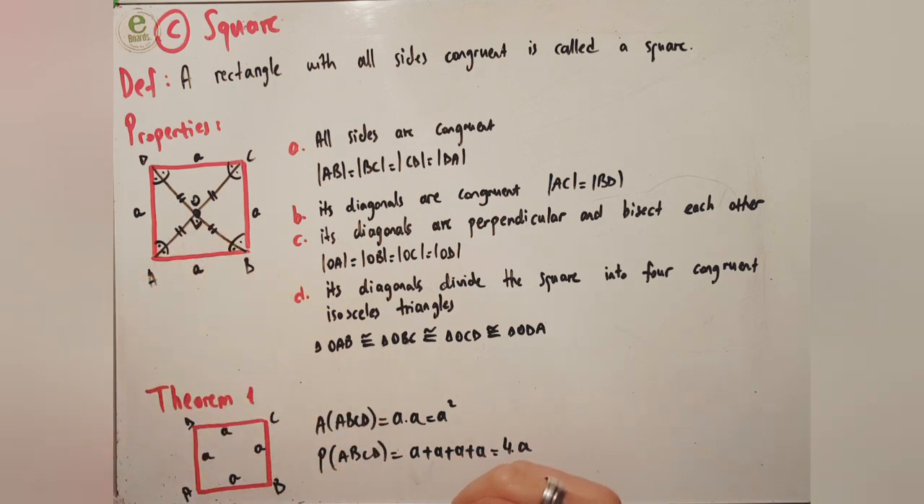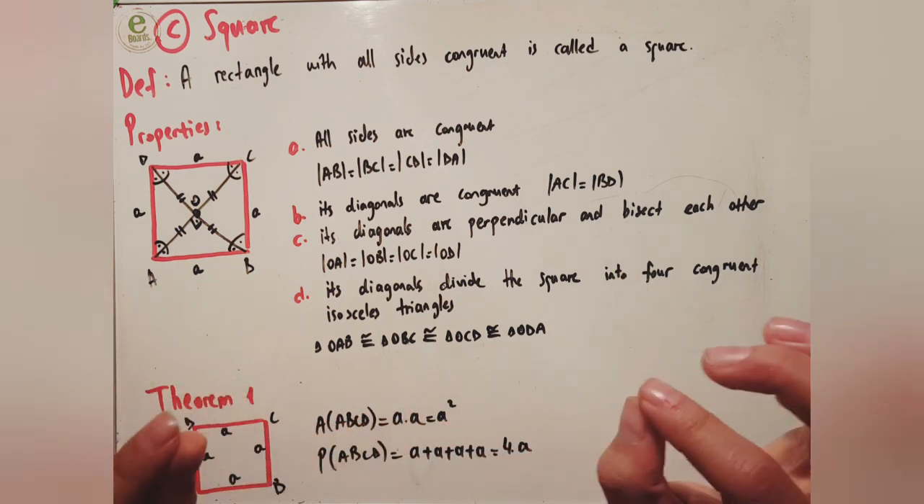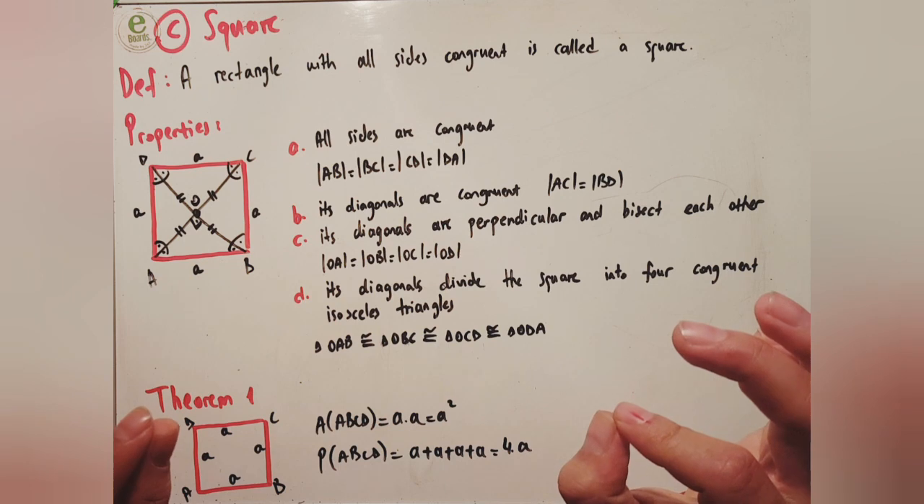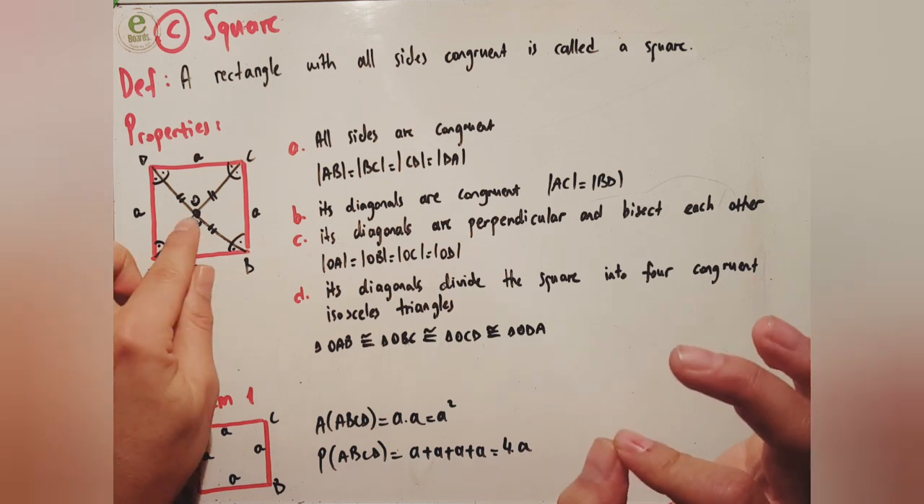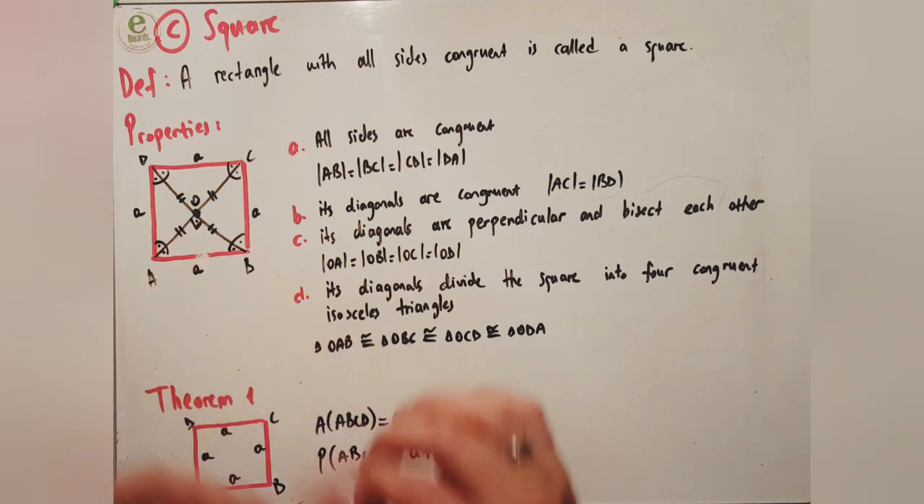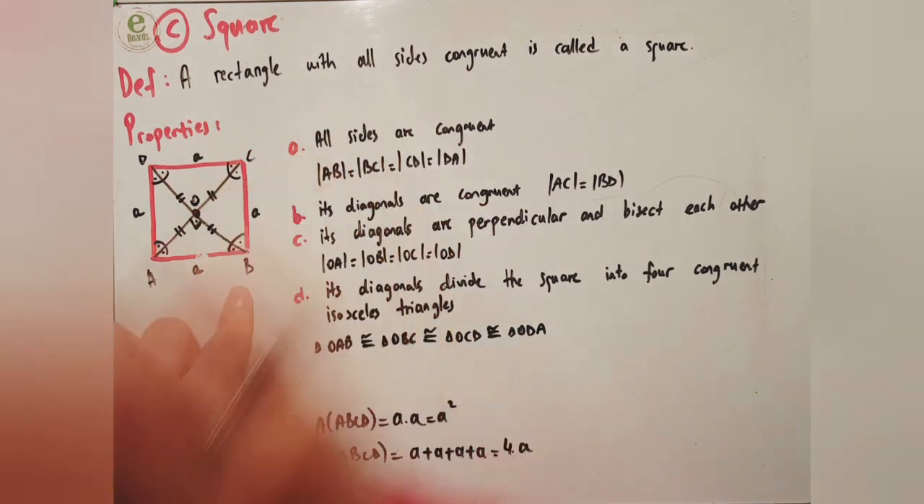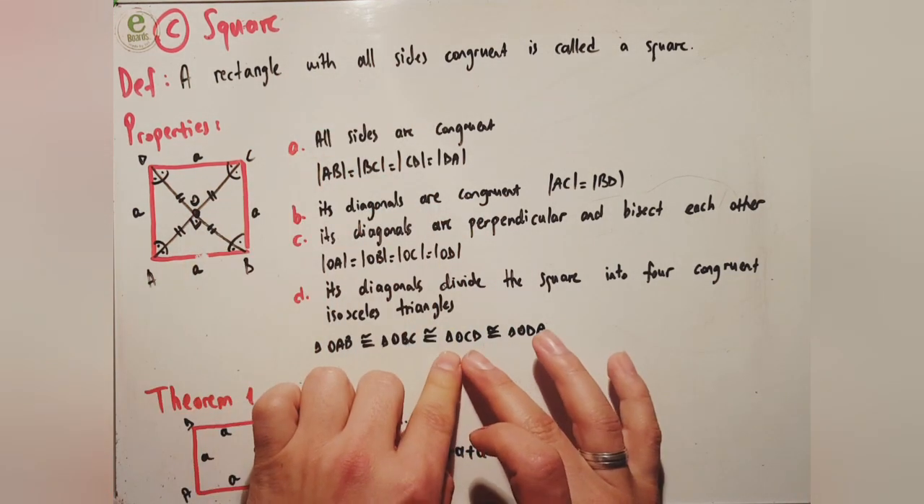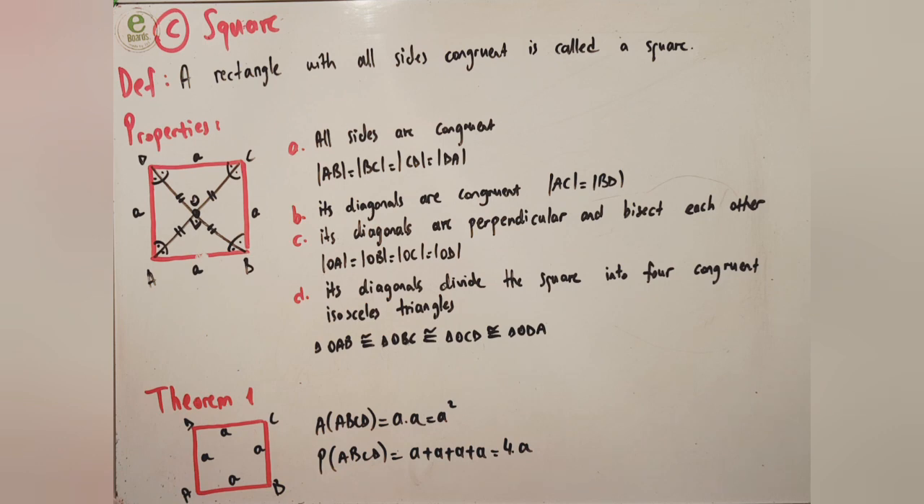And the last property, its diagonals divide the square into 4 congruent isosceles triangles. Isosceles triangle AOB, where AO is equal to OB, is the first isosceles. OB is equal to OC, the second isosceles. Triangle OCD and triangle ODA.